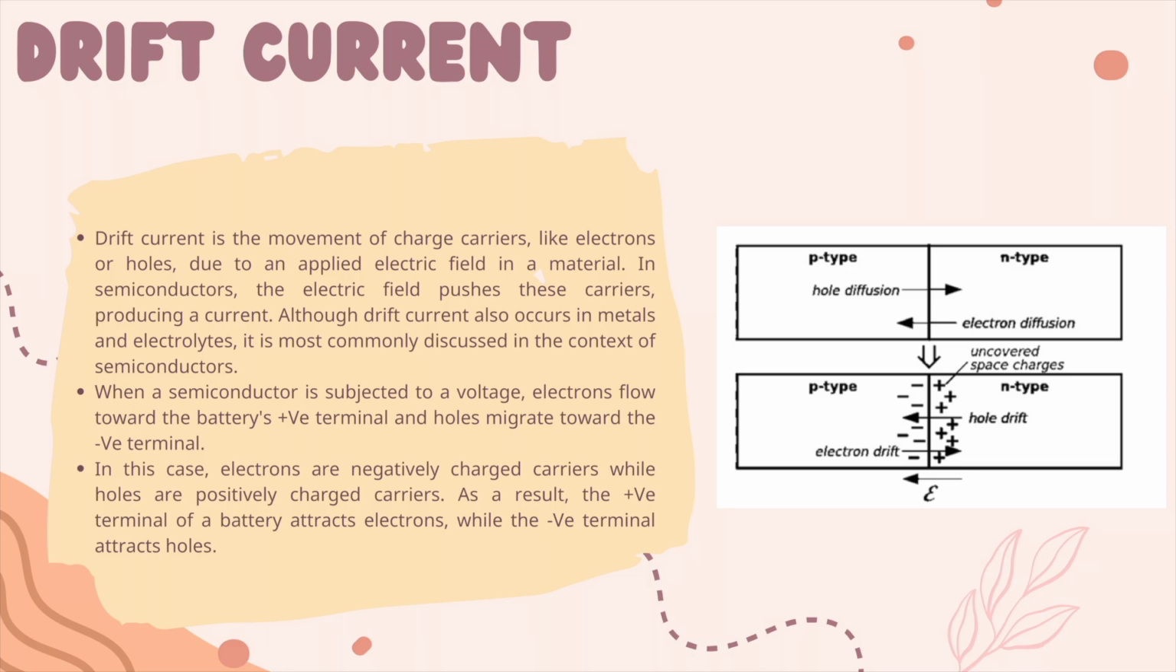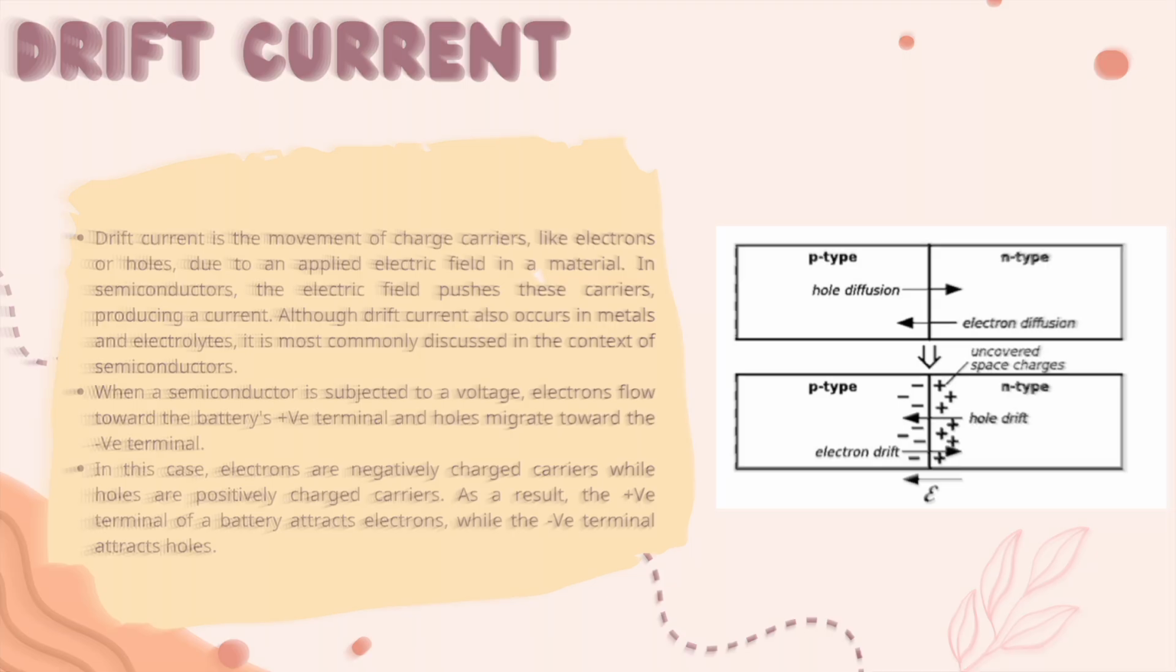When a semiconductor is subject to a voltage, electrons flow toward the battery's positive terminal and holes migrate toward the negative terminal. In this case, electrons are negatively charged carriers while the holes are positively charged carriers. As a result, the positive terminal of the battery attracts electrons while the negative terminal attracts holes.